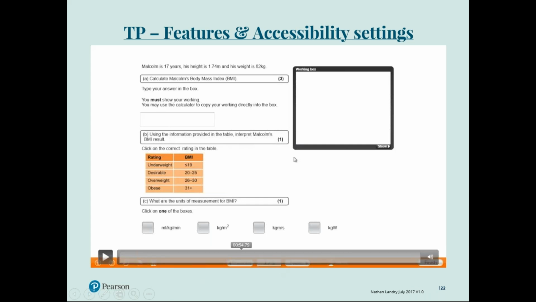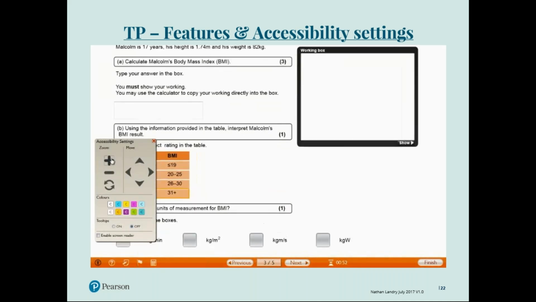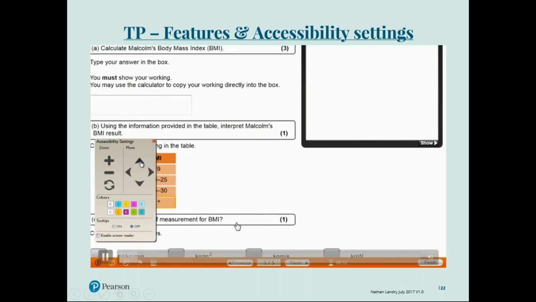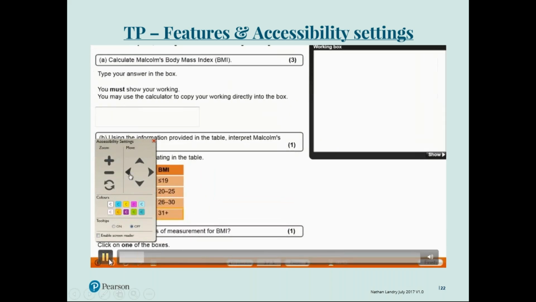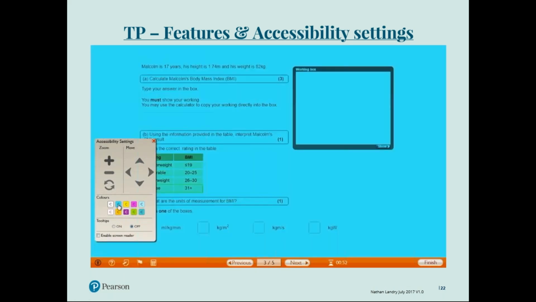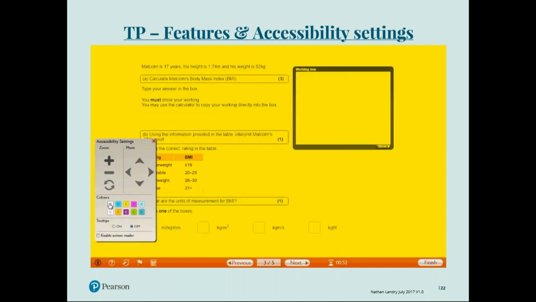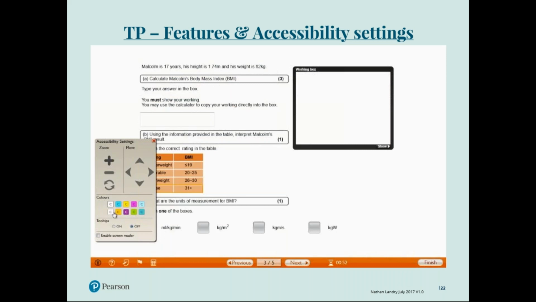Just a quick look as well at accessibility settings for the test player. Because these are on-screen tests, we can't send out modified papers as such, but there is a zoom function available. When you zoom in, it keeps the quality and integrity of the question, so it doesn't pixelate or anything like that if you zoom right in. You're also able to change the color of the screen if required for the learner. You can turn on tooltips as well, and that will tell you what each function does on the test player.